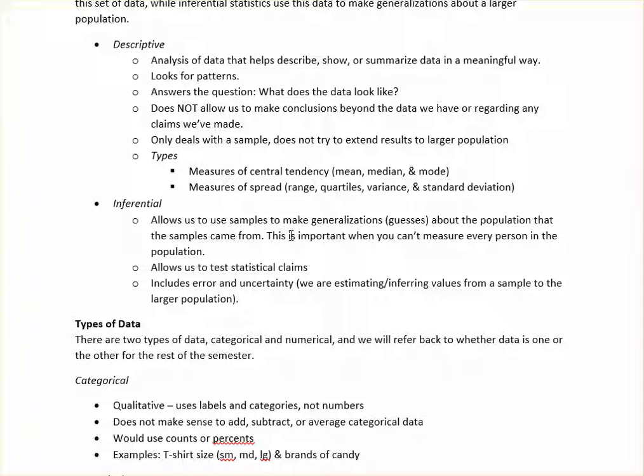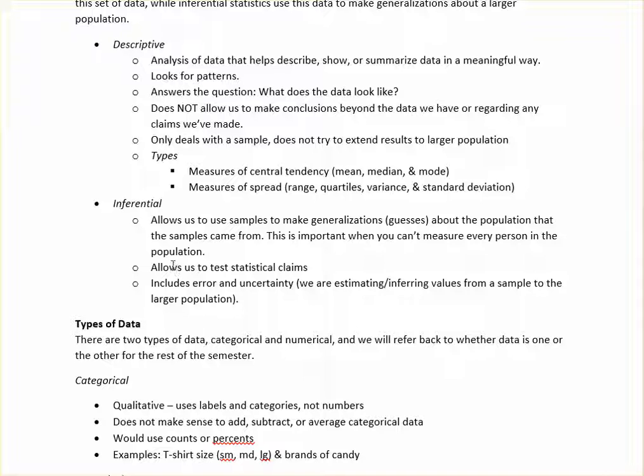And this is important because you can't normally measure every person in a population. So for example, if we wanted to know about Richland students, it would be really difficult to get a survey response from every single student at Richland. There's well over 2,000 students per semester who go to Richland, and trying to get every single one of them to answer a survey is pretty close to impossible. So instead, we would take a sample of Richland students and then try to make generalizations or guesses about the whole population based on the responses of that sample of students.